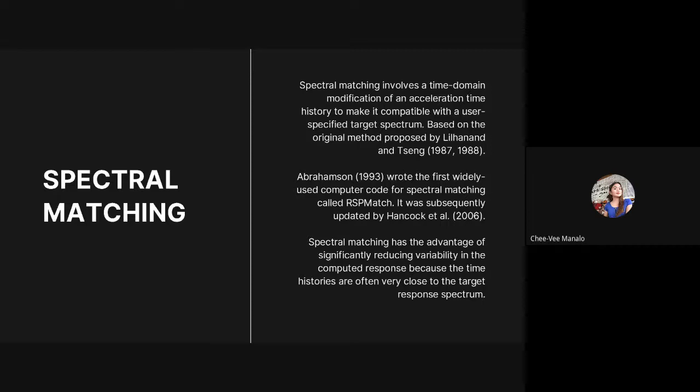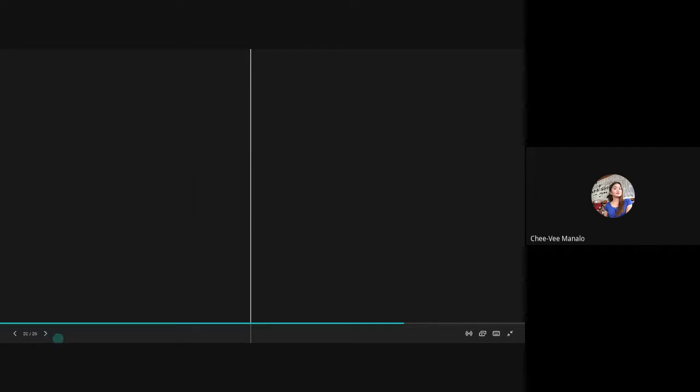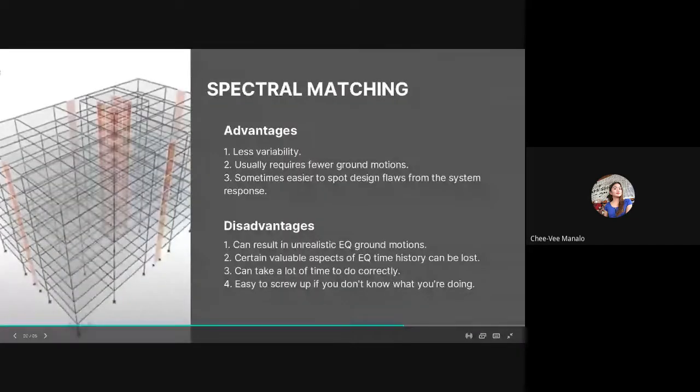Of spectral matching. First, next slide. Next, the response spectrum based on spectral matching. It usually requires fewer ground motions. Sometimes it is easier to spot design flaws from the system response. And the disadvantages of spectral matching: it can result in unrealistic earthquake ground motion, certain valuable aspects of the earthquake time history can be lost, and it can take a lot of time to do correctly.